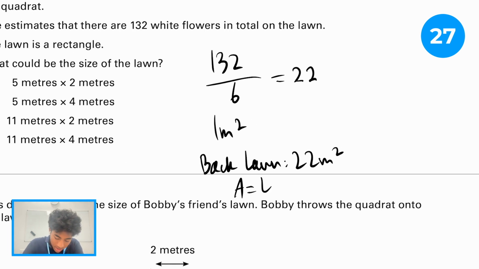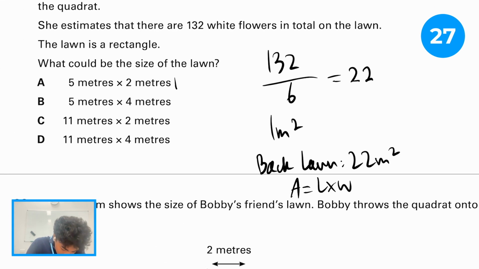That means the area is length times width. So let's look at the areas. This is 10 meters squared. This is 20 meters squared. This is 44 meters squared. This is 22 meters squared. That means the rectangle can be C.